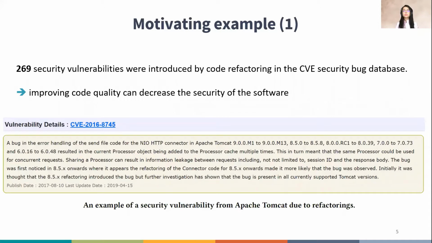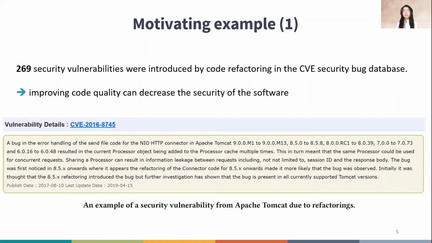Here we try to provide a concrete example that shows how people are more and more aware of the fact that improving code quality can actually decrease the security of the software. We mined the CVE security bug database, which is a repository where developers report the vulnerabilities they found when coding or using the system. We found a total of 269 security vulnerabilities that were introduced by code refactorings.